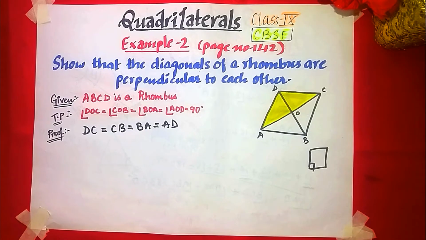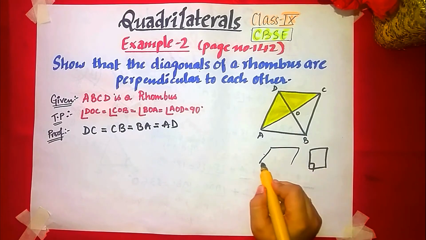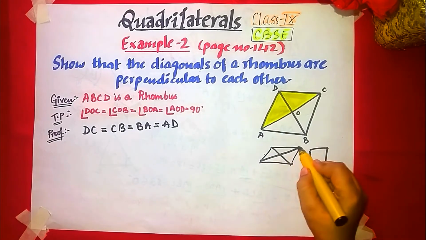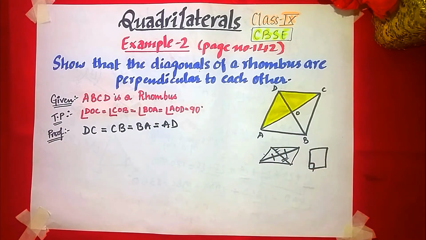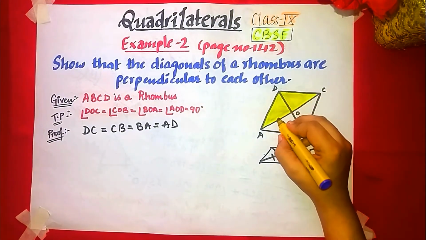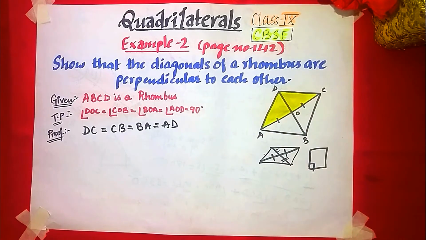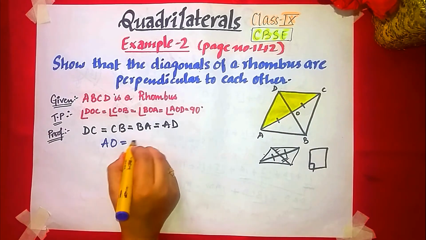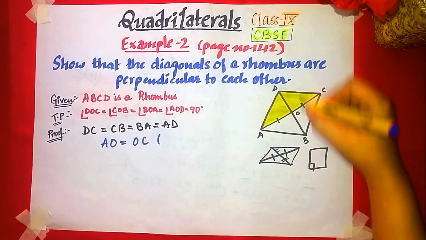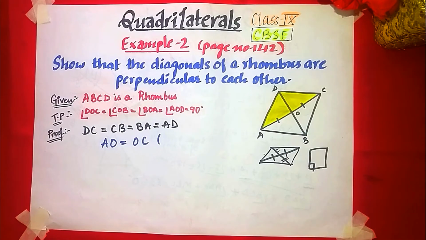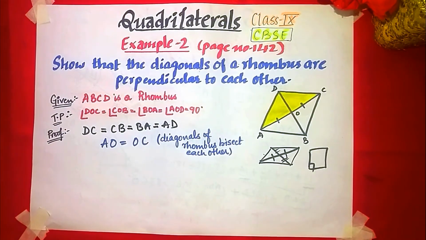One more thing, students: I already told you that a rhombus is a special type of parallelogram, and in a parallelogram the diagonals bisect each other. So this side is equal to this is equal to this. Since a rhombus is also a special type of parallelogram, we can write that AO is equal to OC. Why? Because the diagonals bisect each other in a parallelogram, so they bisect each other in a rhombus also.